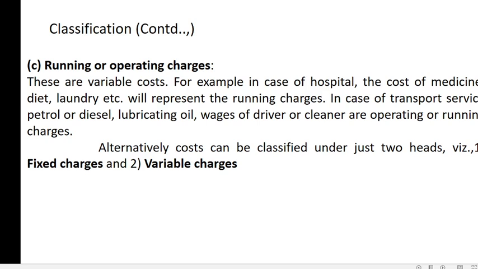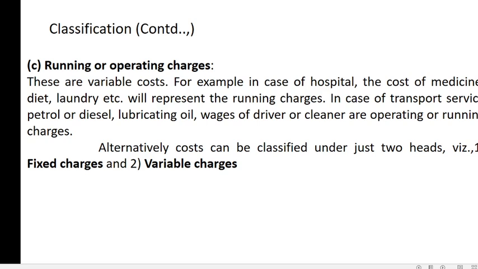Now we come to the running or operating charges. These are variable costs. These costs are expenses that vary in proportion to the volume of the service that a business generates. These costs increase as the volume of the activity increases and decrease as the volume of the activity decreases. For example, in a company involved in transporting goods, petrol or diesel costs vary with the increase or decrease of kilometers run. This is one classification of operating cost.